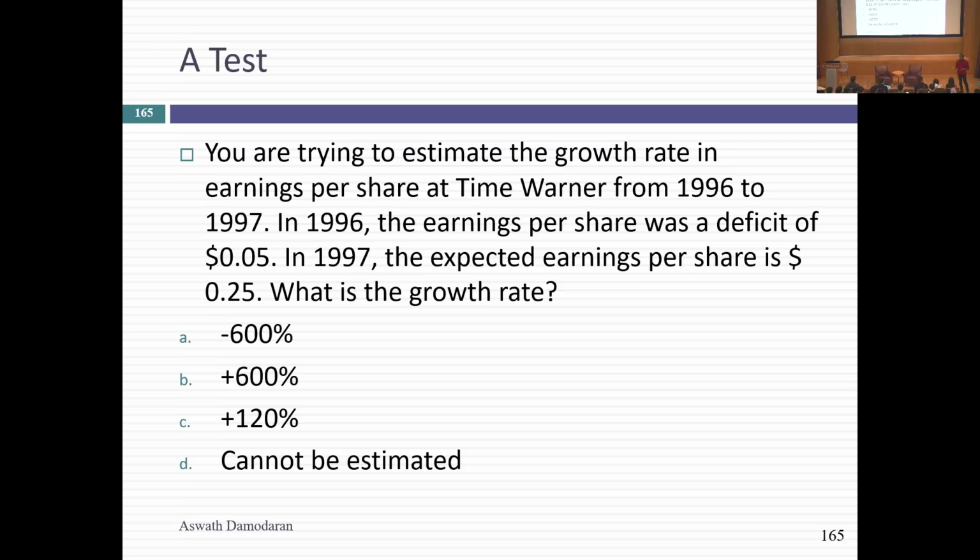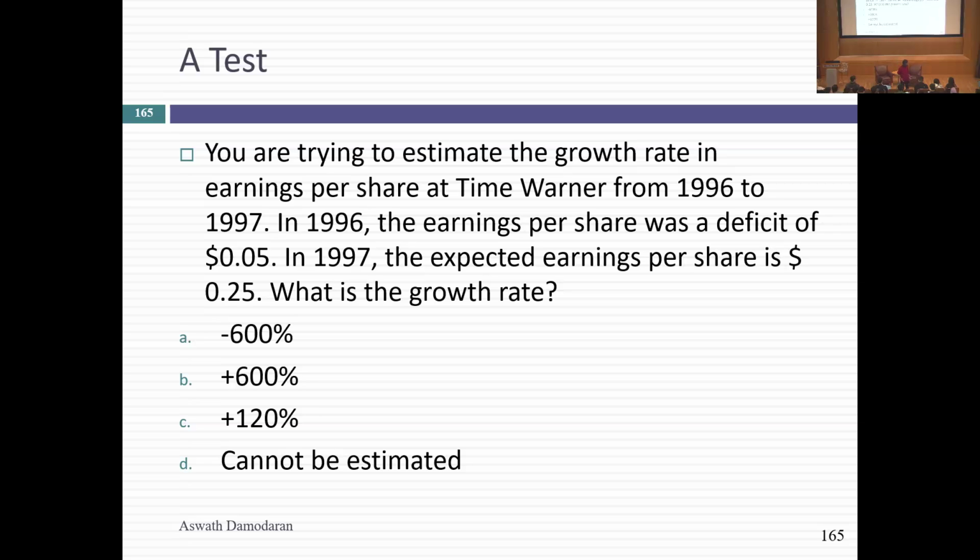Does everybody get that? It'll be -600%. You think that makes no sense. This is what happens when you let Excel calculate things. It'll say -600%. You know why it's -600%, right? It's because my denominator is negative.